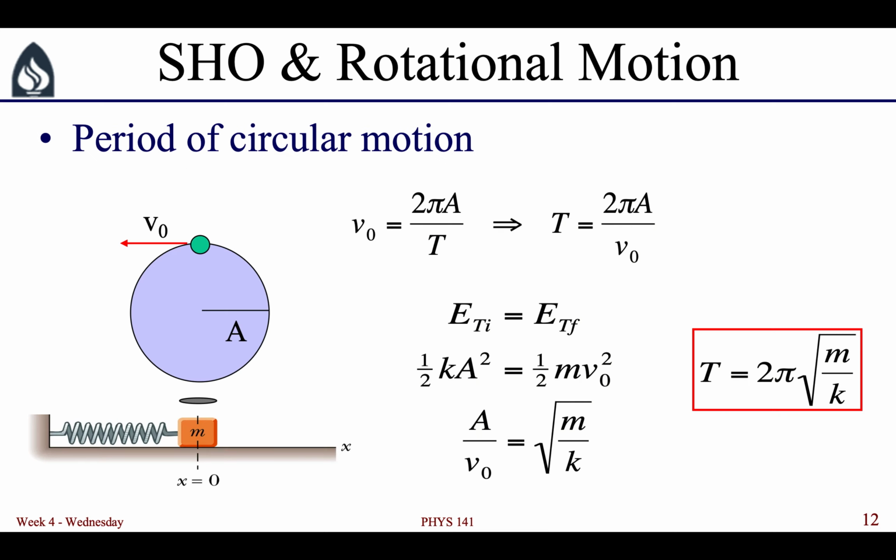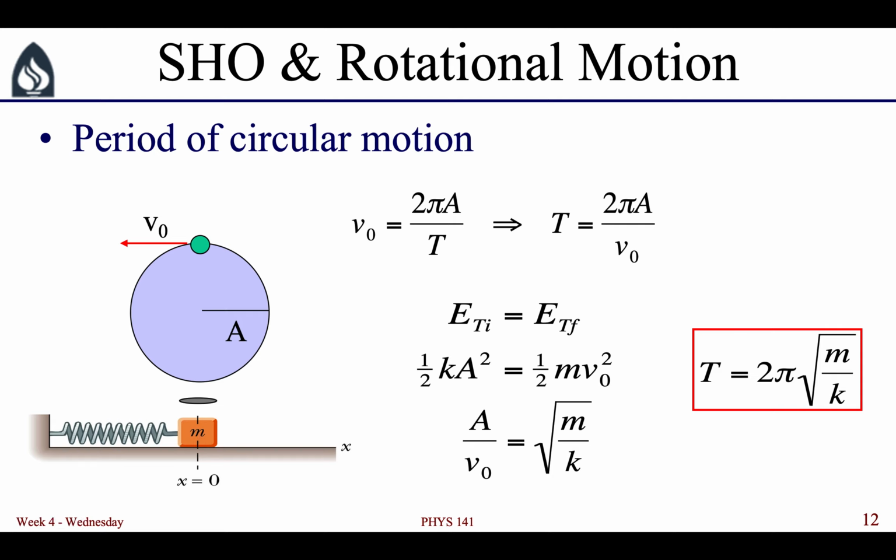We can use this to figure out some useful information about the period of simple harmonic oscillator motion, how much time it takes for the block to undergo one complete oscillation. So first off, if we make this comparison between this green dot going around the circle and the motion of the mass on the end of the spring, we'll notice that the X position of the dot is the same as the position of the mass on the spring.